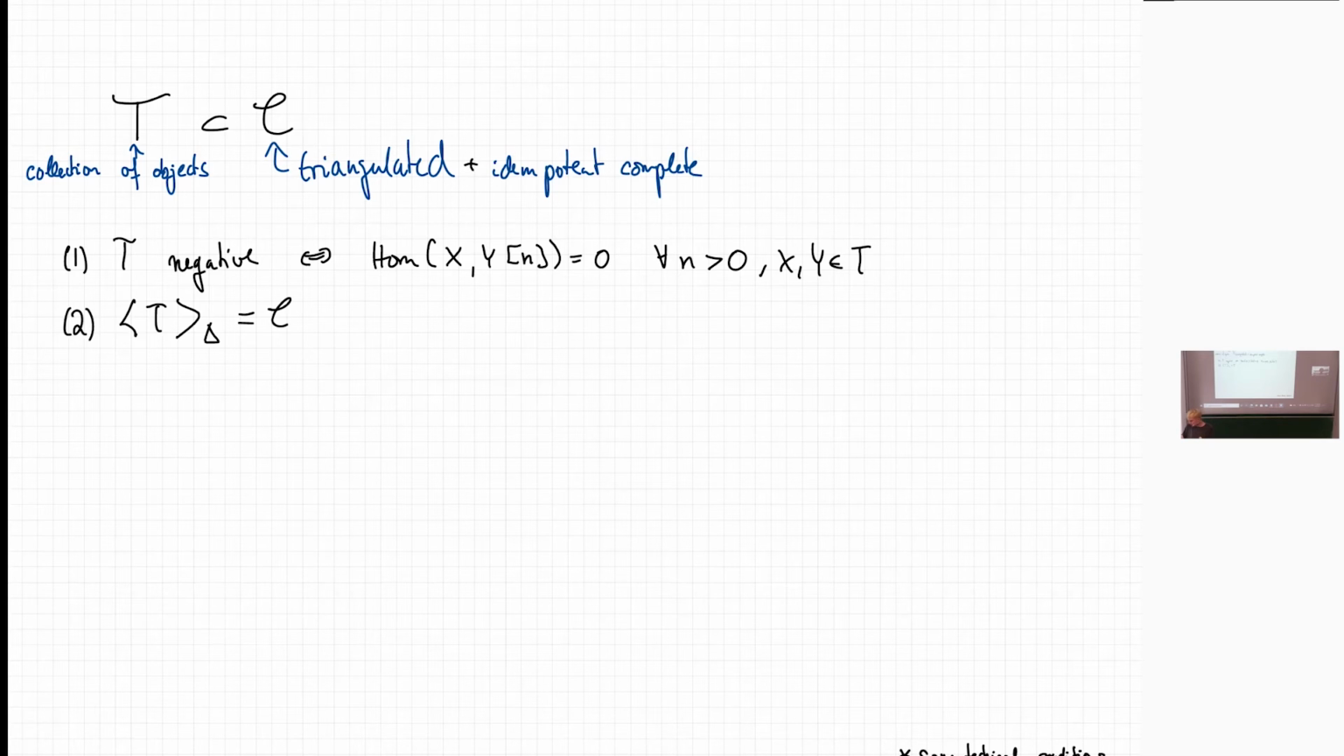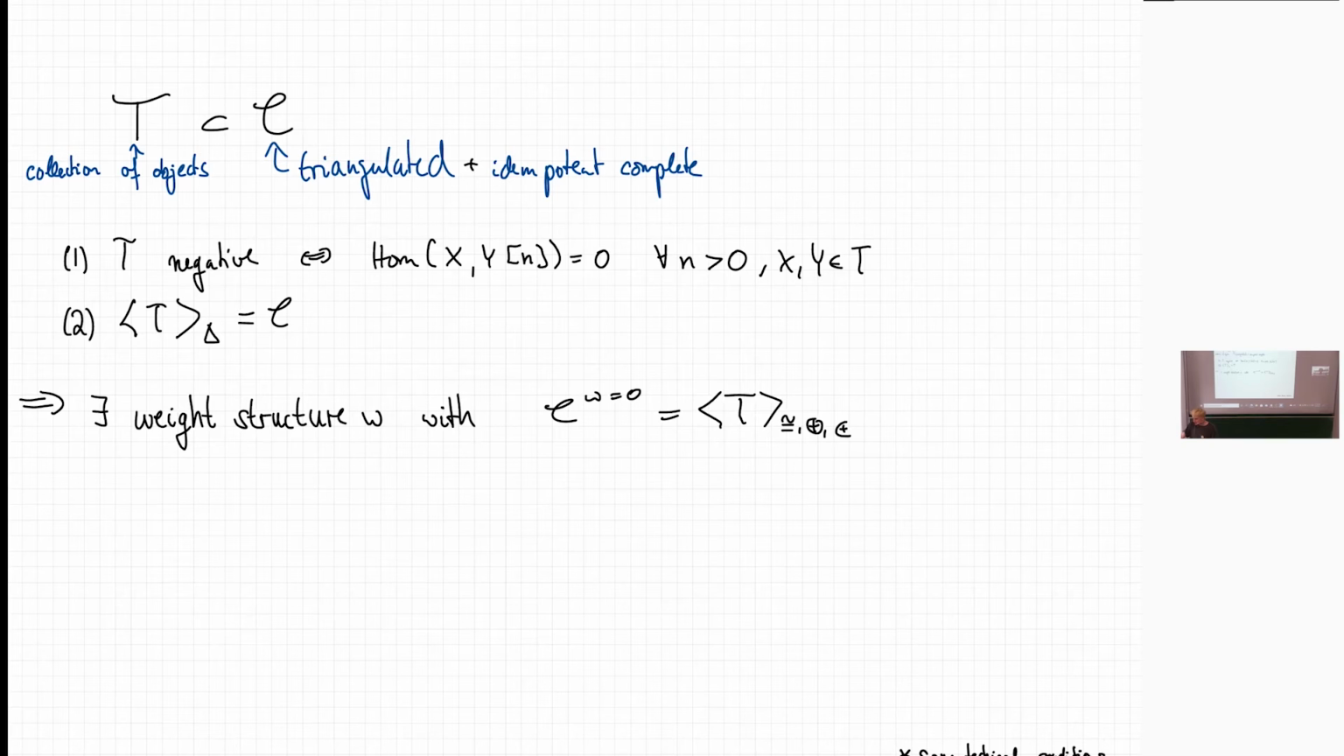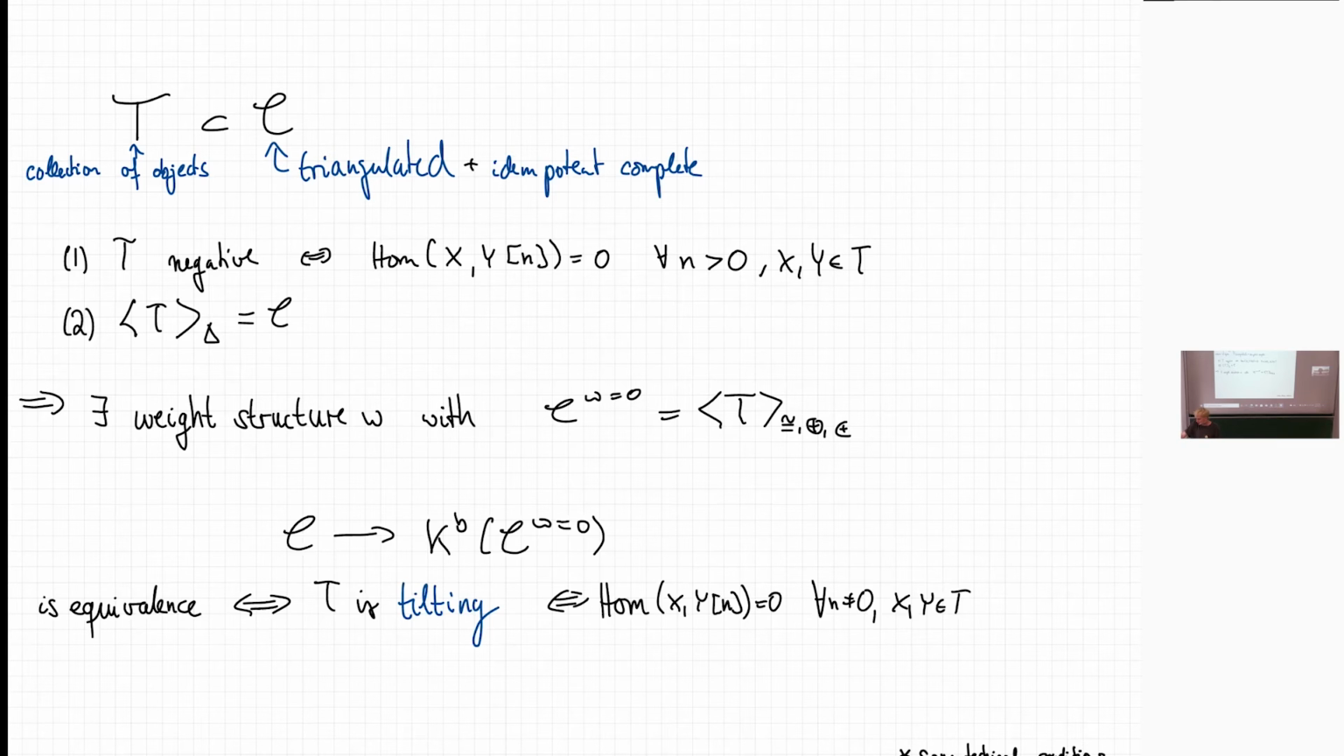Okay. And also let's say that T generates C as a triangulated category. Good. So then actually there's a weight structure on your category such that the heart of this weight structure is generated by T. So namely you take all objects in T, you take all finite direct sums thereof, all objects isomorphic to those finite direct sums, and also direct summands. So the heart of a weight structure will always be idempotent complete. Good. So you can actually prescribe the heart of a weight structure on a category like this, whenever you have a family of objects like this.